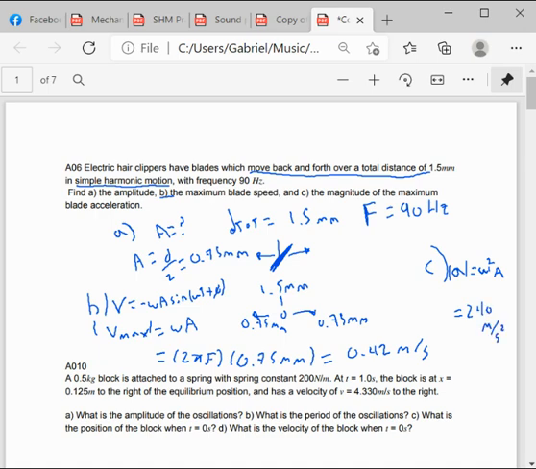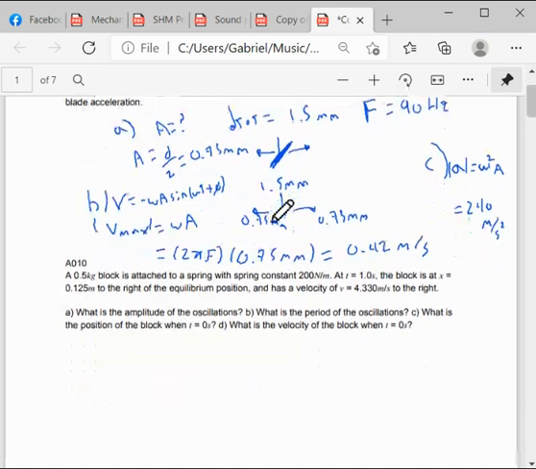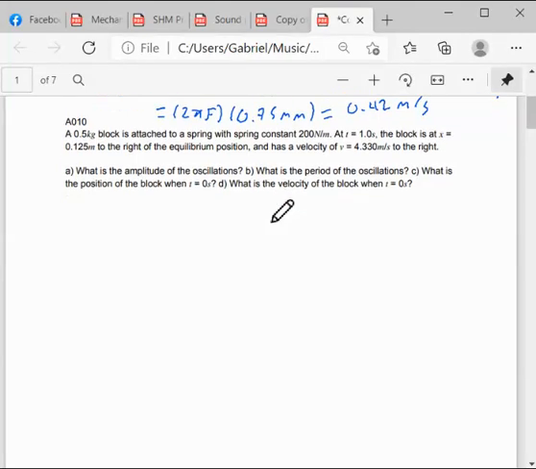So the reason why it's so high is because you have clippers with blades that are moving over 1.5 millimeters, and you're doing so 90 times per second, so you're pretty fast. So that's it for this question.